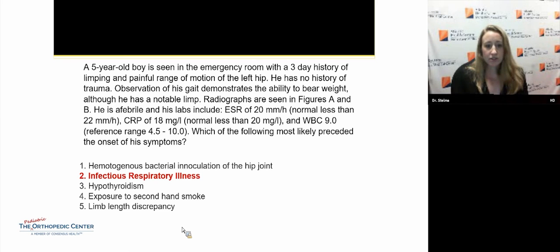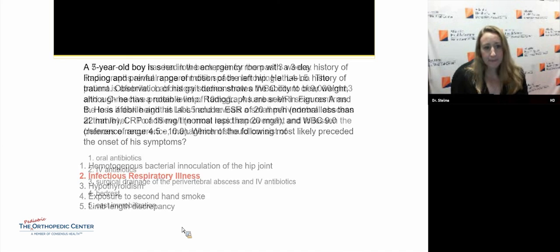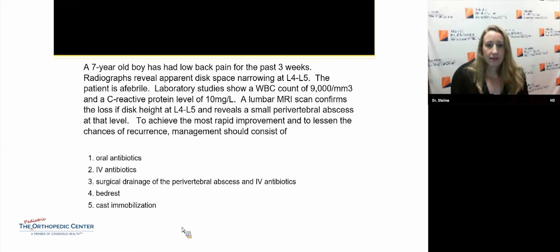Infectious respiratory illness. So this is an example of transient synovitis. The labs are not elevated, he's not overall very ill, and he has the ability to bear weight, but he does have a limp, so not a complete refusal to bear weight. All right, and then there.